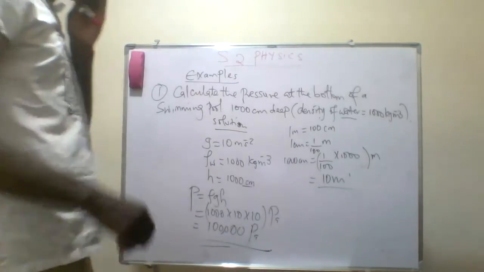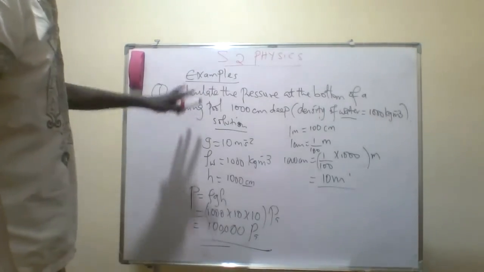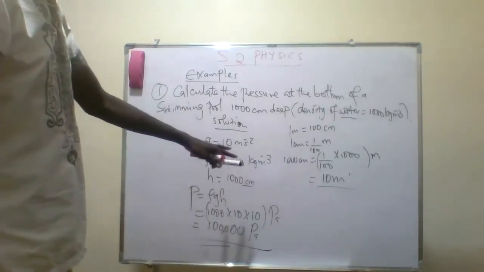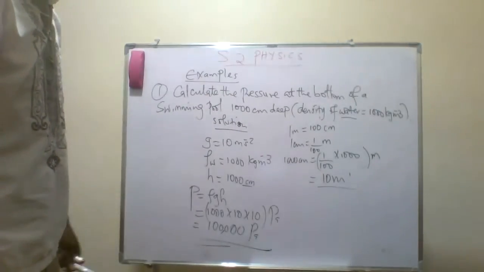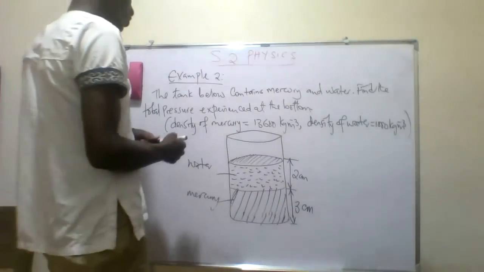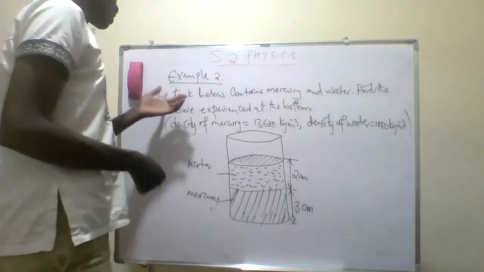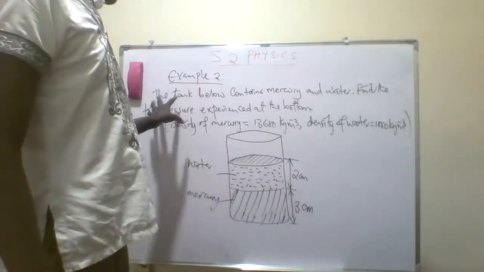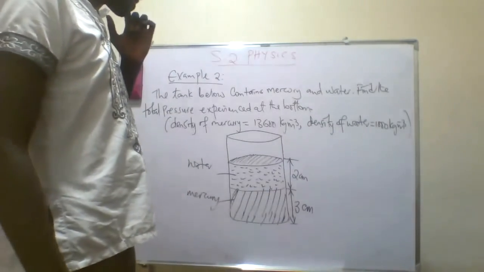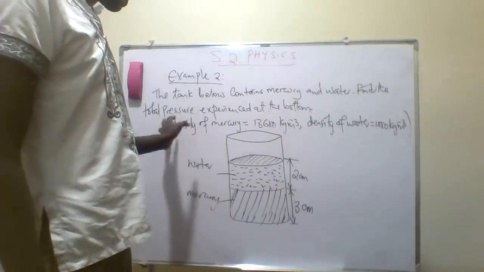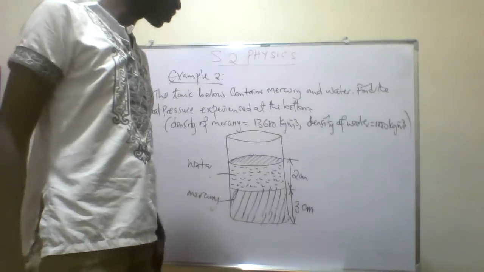So let me give you one more, and that will be the end of our tutorial. But take note of all the work that I've done, the adjustment, the conversions of the units to the suitable SI. Okay, so from the previous number that we have looked at, let's look at the second. The question reads: the tank below contains mercury and water. Find the total pressure experienced at the bottom of the tank. This information is important. Density of mercury is that, and density of water is that.